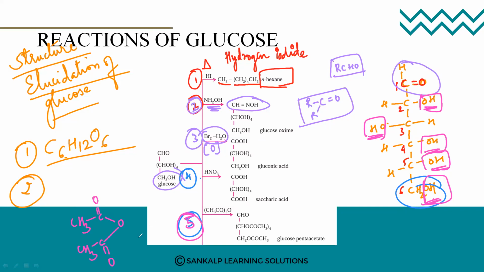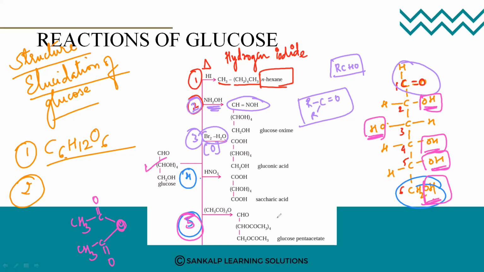So this is an acetyl group. So acetylation of this glucose with acetic anhydride. So the reaction is acylation, but the molecule we are going to react is acetic anhydride. When this glucose is treated with acetic anhydride, it gives you a glucose pentaacetate.